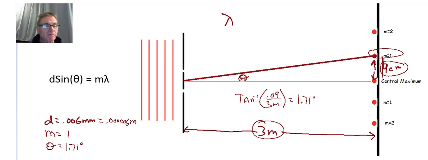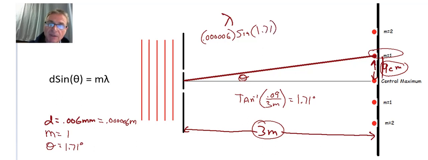Okay, so we have d, we have m, we have theta. We should be able to get lambda just by plugging in the variables. So let's do that. On the left-hand side we have d, which is 0.000006 meters, times the sine of theta, 1.71 degrees, is equal to m, which is 1, times lambda.